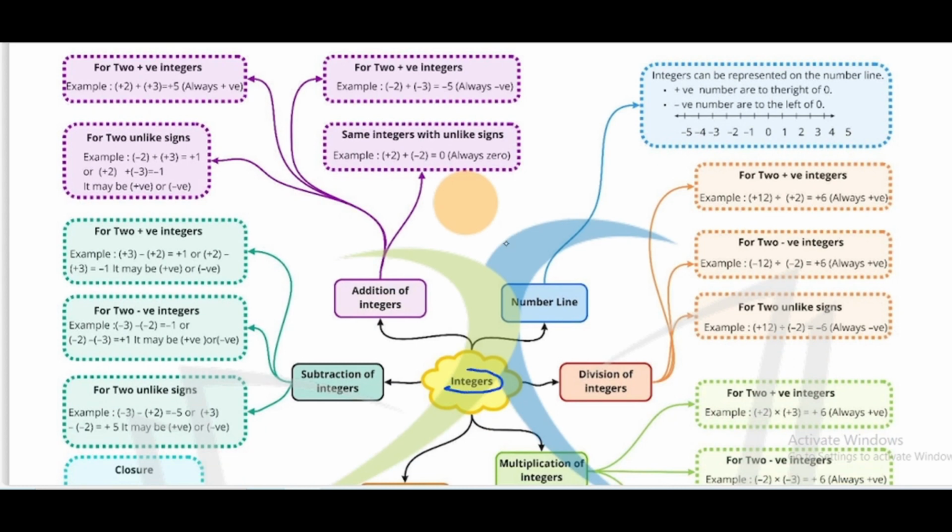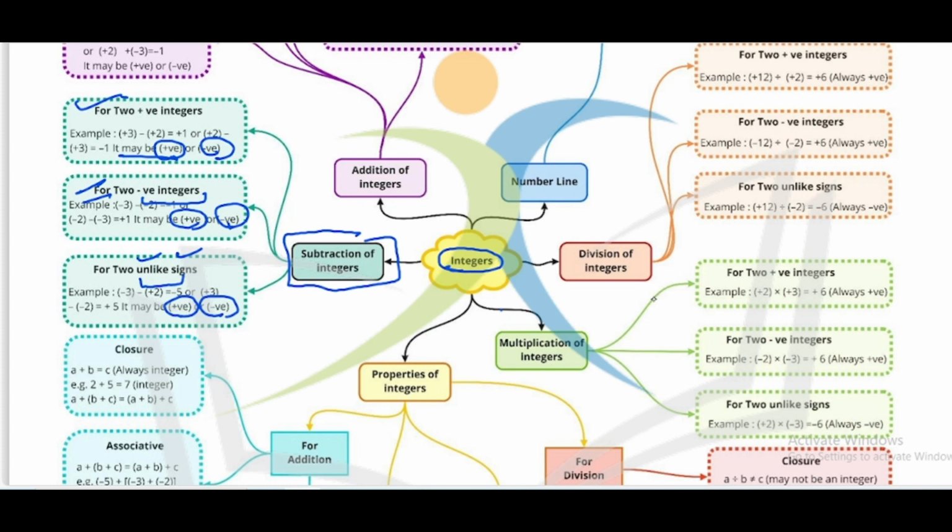Integers. The set of the positive numbers, negative numbers and zero is called integers. Subtraction of integers: for two positive integers, the result may be positive or negative. Subtraction for two negative integers, it may be positive or negative. For two unlike signs, one positive and one negative, it may be positive or it may be negative.